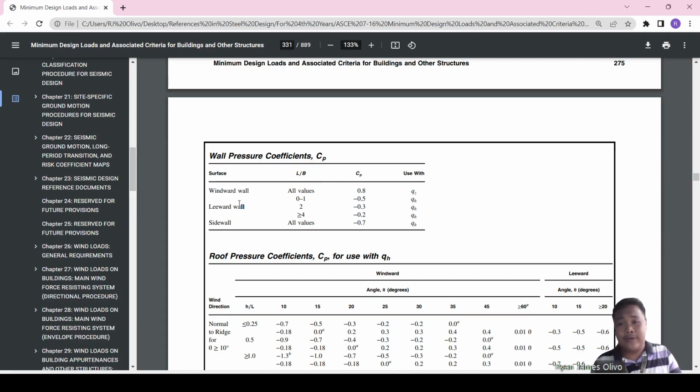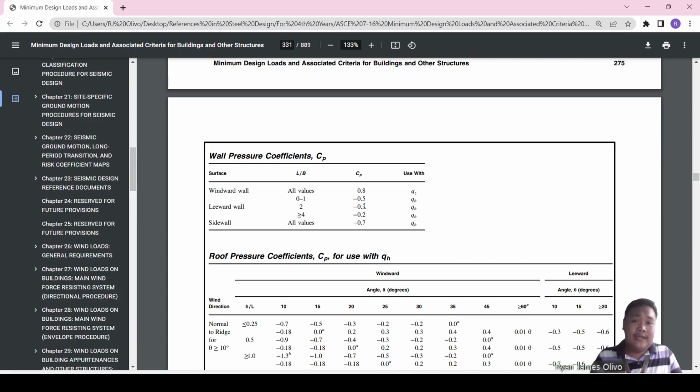For the leeward wall and side walls, the side walls just mean the sides. I did not really bother to include them in my explanation, but you can see later what a side wall is. The leeward wall is the side opposite the windward. This is for the wall pressure coefficient only. Later I will discuss the roof, so we will discuss the wall pressure first. For values of L over B from 0 to 1, it is negative 0.5. As the ratio L over B is increasing, the Cp is decreasing.